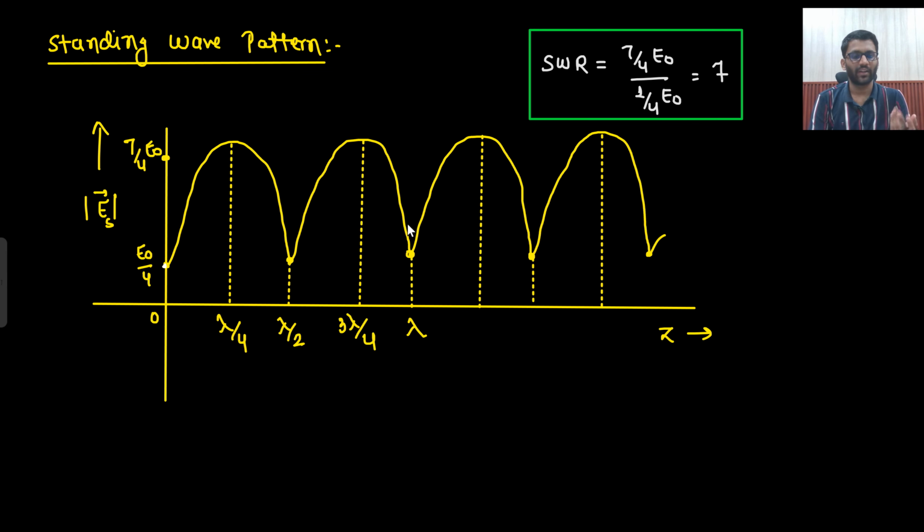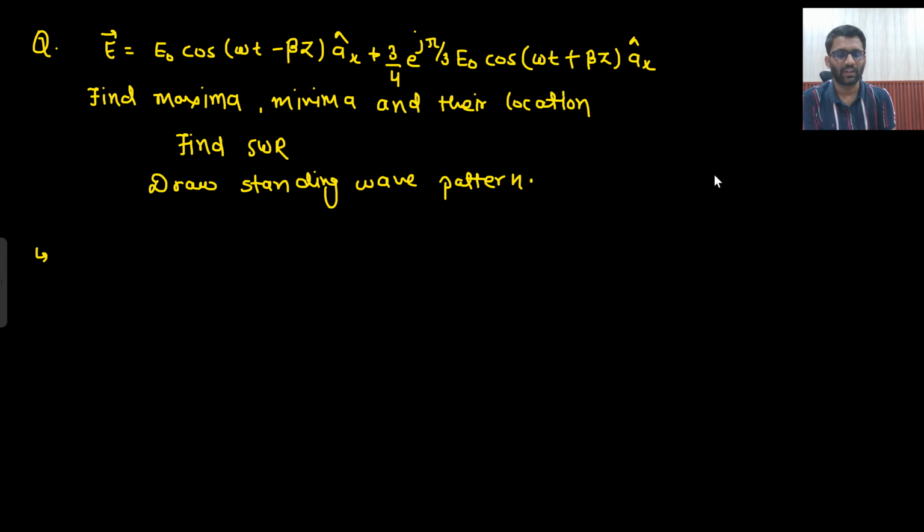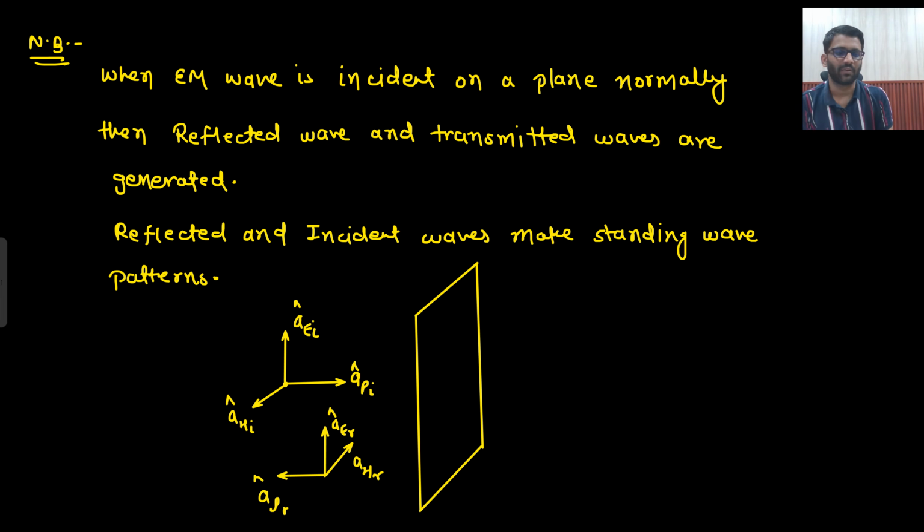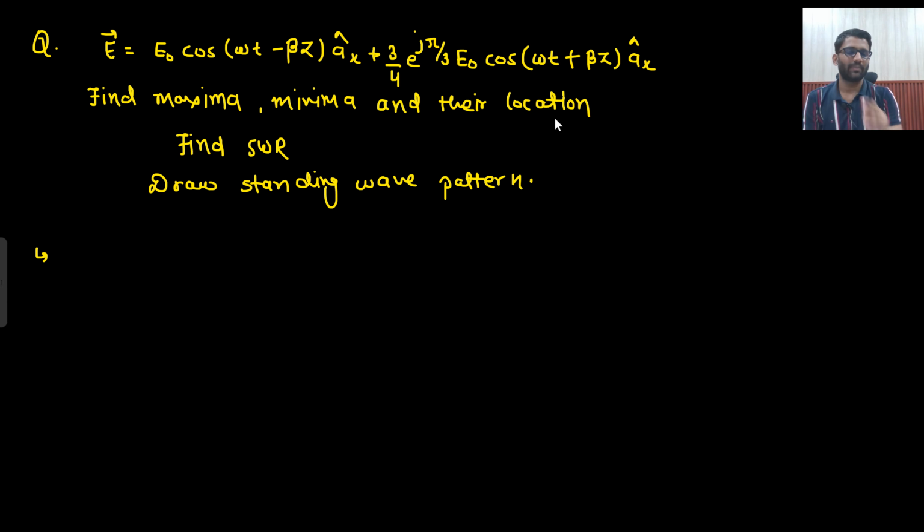So in the standing wave pattern, the negative value is also taken as a mode. Let's revise. Should I revise everything we have studied? No. Before that, let's solve this question. After that we can revise, because after that we will move to our EM wave only. So this is the last part of mathematics.